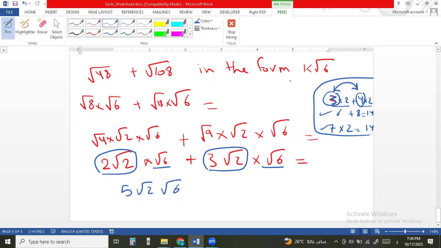That's it. They told me in the question, I'm sorry I didn't write it, k is a surd. You can leave it this way, or let's get the 5 inside. It is root of 25 times root of 2 times root of 6. So root of 25 times root of 2 is root of 50, times root of 6. Now I got k. What is k? k is root of 50.